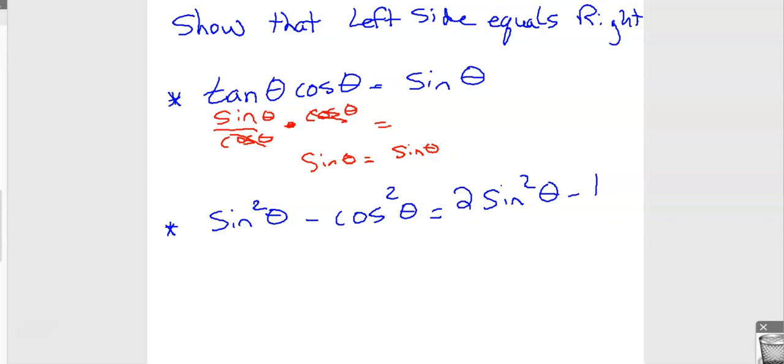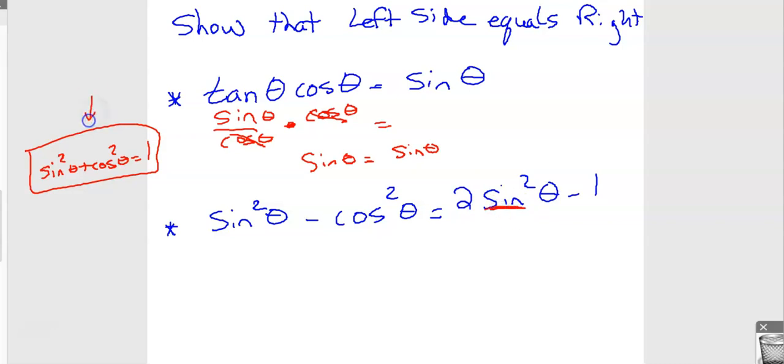Now, let's pick it up a little bit more difficult. One of the other identities I told you to make sure you know is sine squared plus cosine squared equals 1. That fact you're going to use. Now, what we're going to do is just focus on taking the left side and showing that this equals 2 sine squared theta minus 1. Since I'm trying to change it to sine, I want to keep sine here.